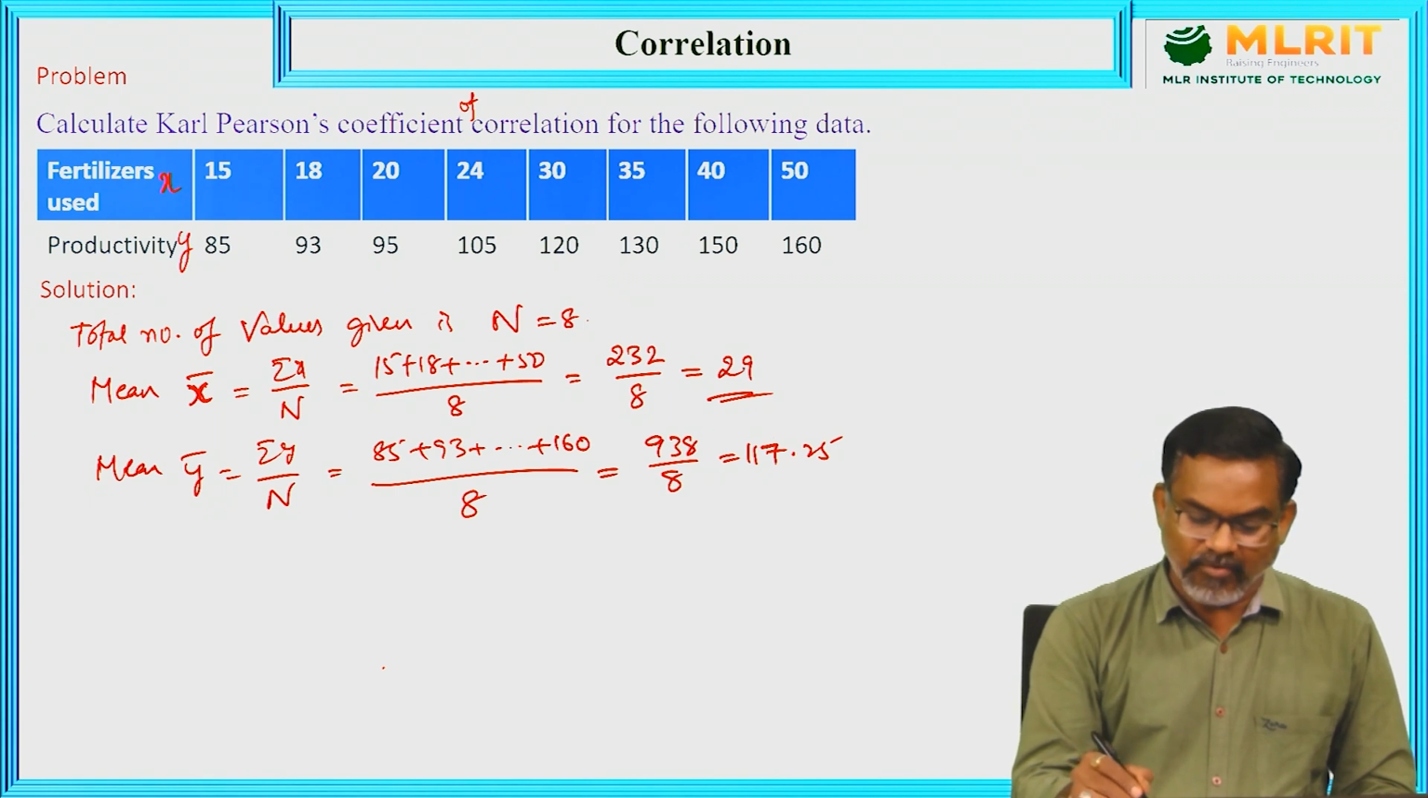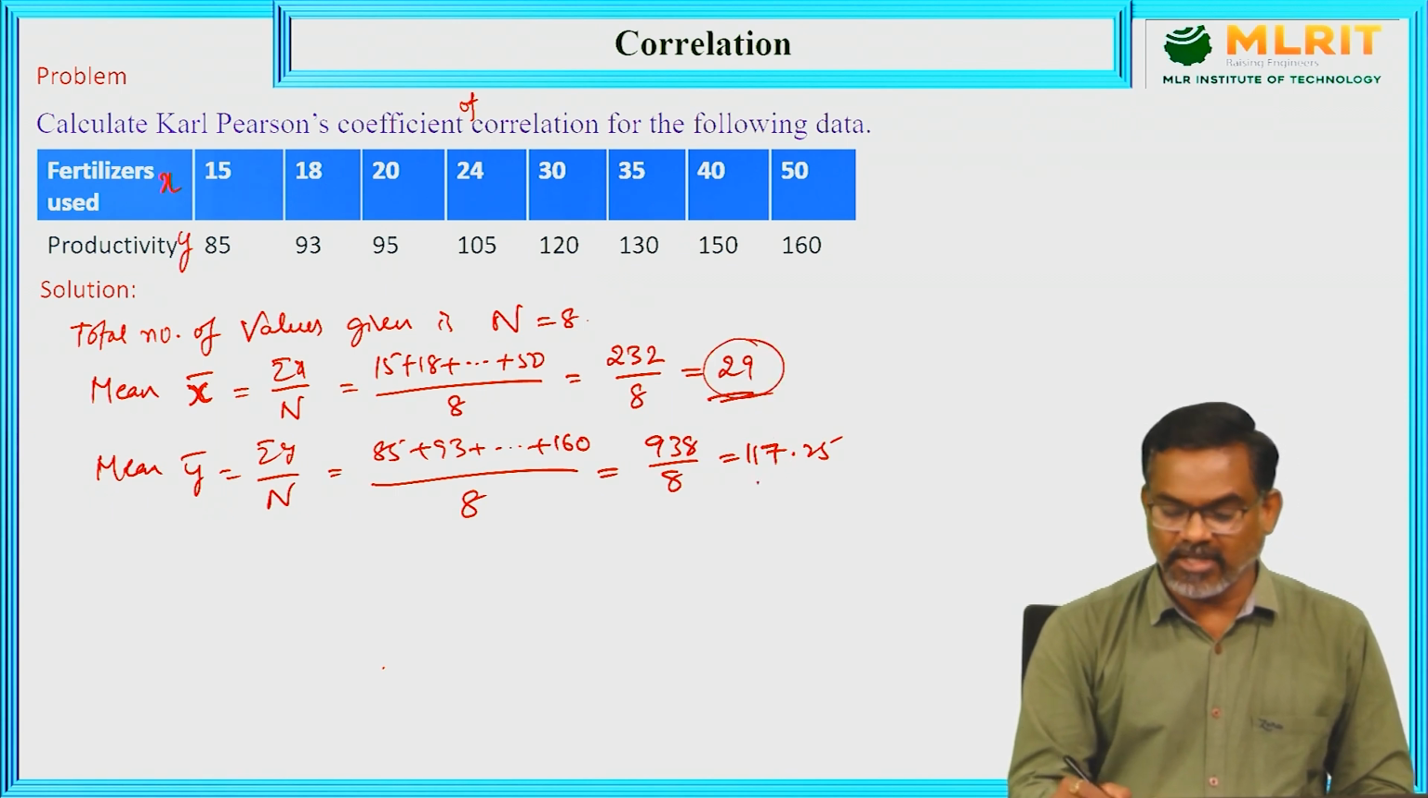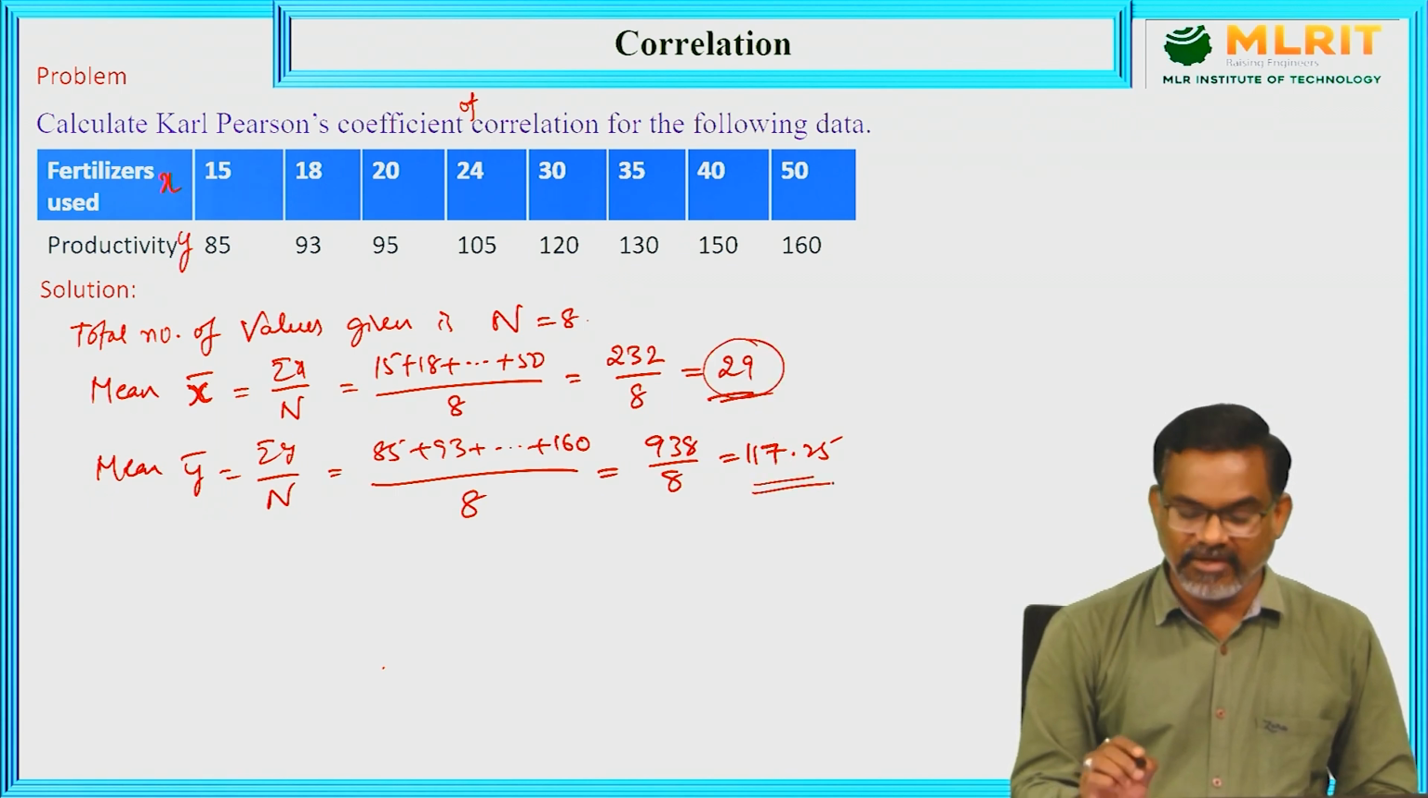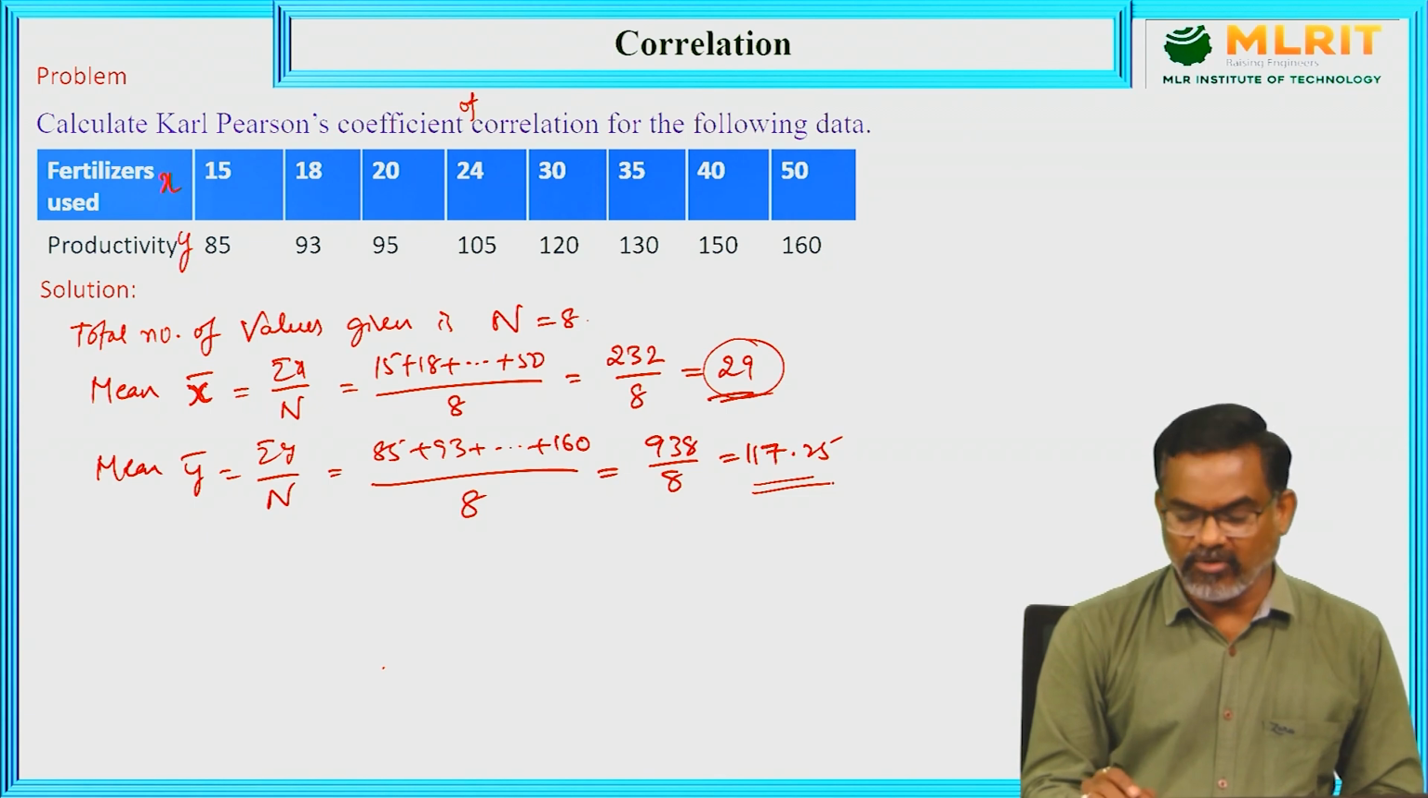Here one of the values is a whole number, but the other is not a whole number. So even if a single value is not a whole number, we use the second formula.